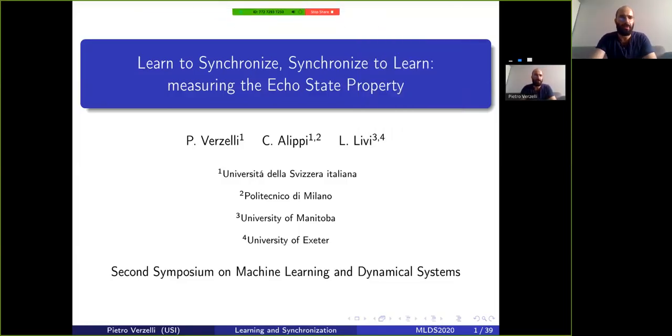I'm a PhD student from the Università della Svizzera Italiana, and today I'm going to present my work called "Learn to Synchronize, Synchronize to Learn: Measuring the Accuracy Property", which I'm carrying out with Cesare Alippi, a professor at the Università della Svizzera Italiana and also at the Politecnico di Milano, and Lorenz, a professor at the University of Manitoba and University of Exeter.